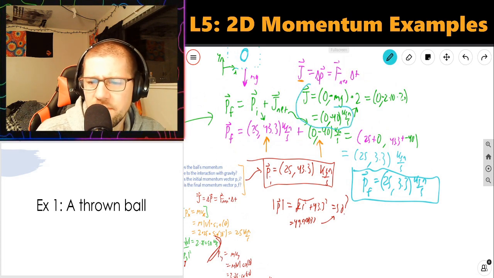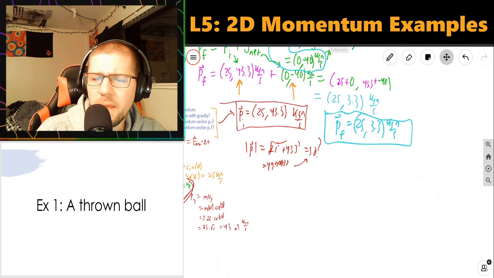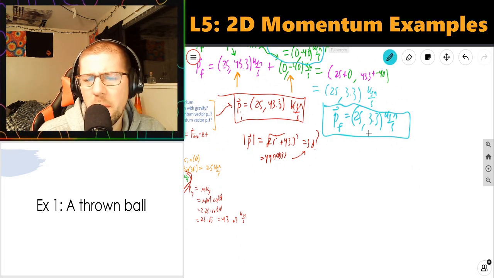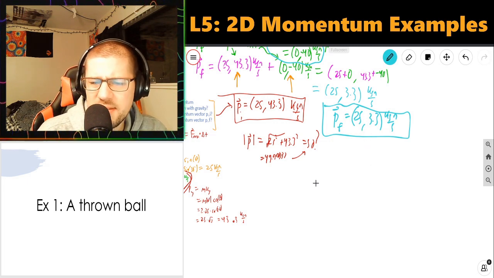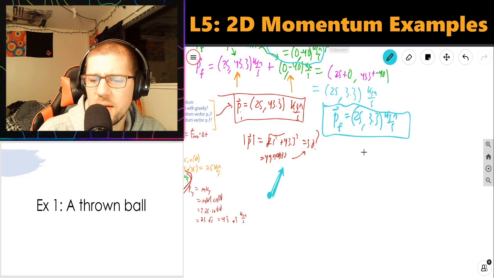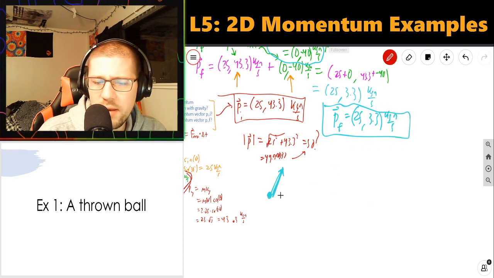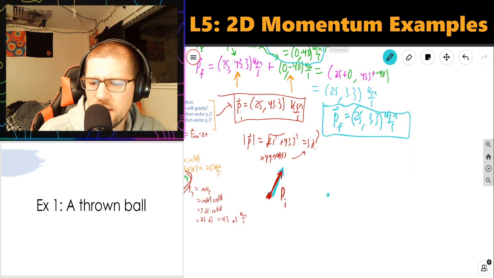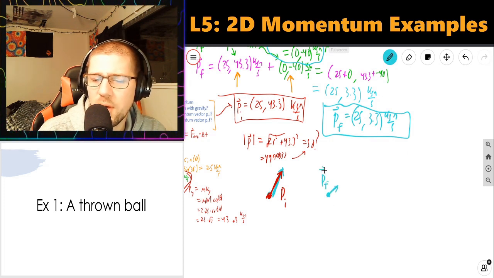Okay, a few things to note. First is that only the vertical component of the momentum was affected. What this tells me is that initially the ball was moving up and to the right pretty quickly. And then in the final case, I should make this red, shouldn't I? There we go, to make it color-coded. Here's what PI looks like roughly. And in the end, PF, the final momentum, was a little bit smaller.